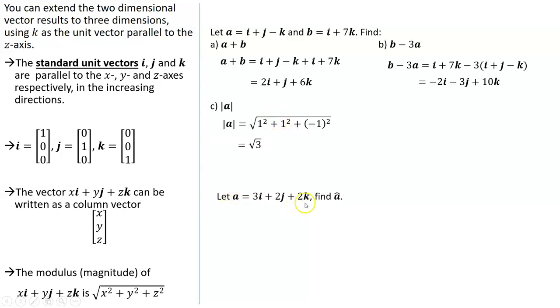Here I've got a different vector a. I'm asked to find the unit vector in the direction of a. So I need to find the modulus of a by doing 3 squared plus 2 squared plus 2 squared. That gives me root 17. And so my unit vector in the direction of a is 1 over root 17 times the vector a. Unless told otherwise, it's fine for me to have an irrational number in my denominator.